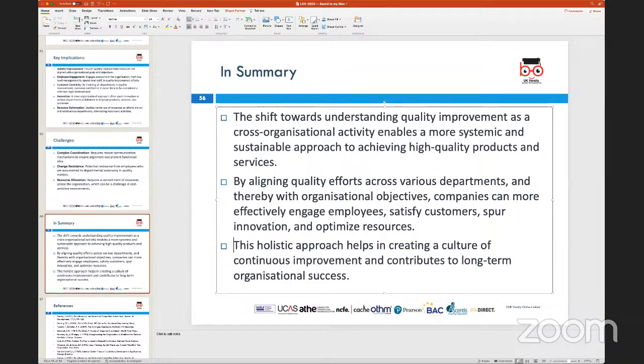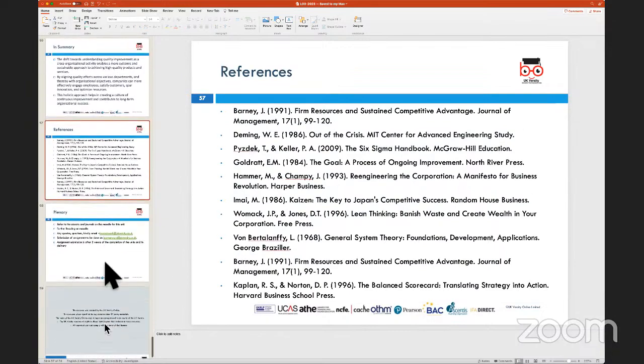And then lastly, why is quality very important as a cross-organizational activity, and what benefits and challenges does it pose for the organization? So this wraps up learning outcome 3 for us. Is that okay? Any questions on this so far?